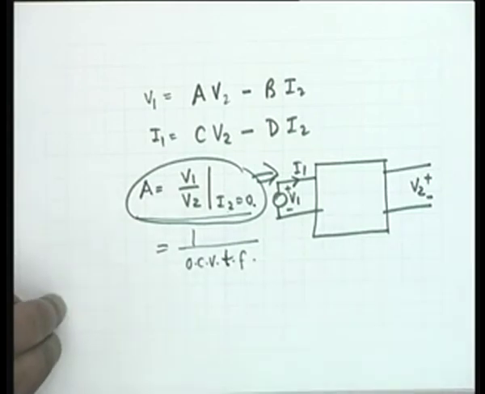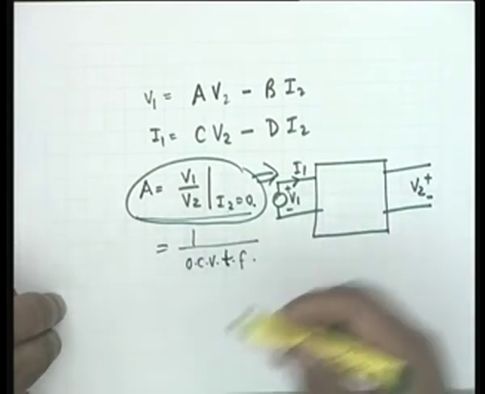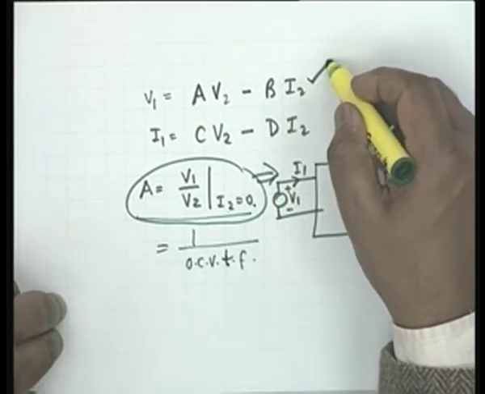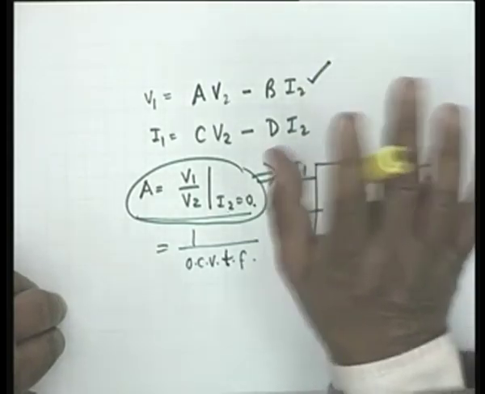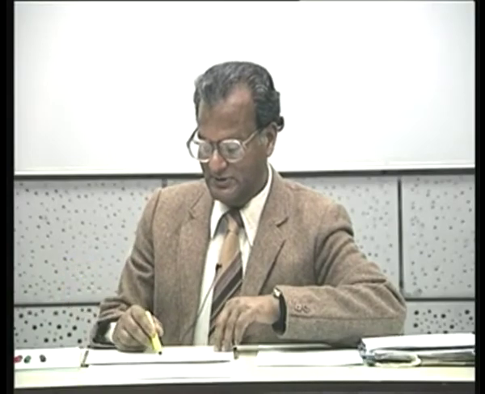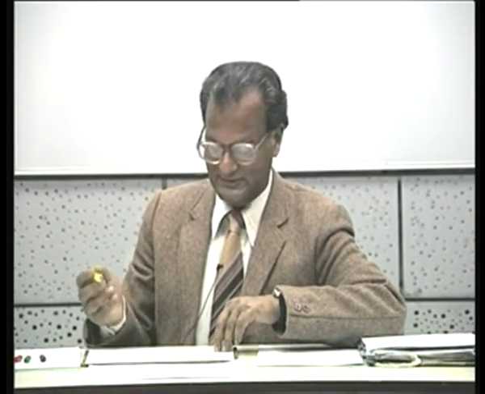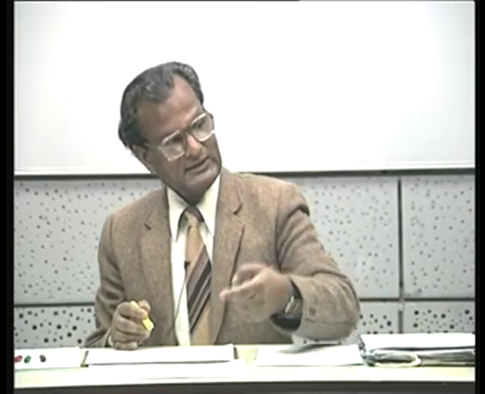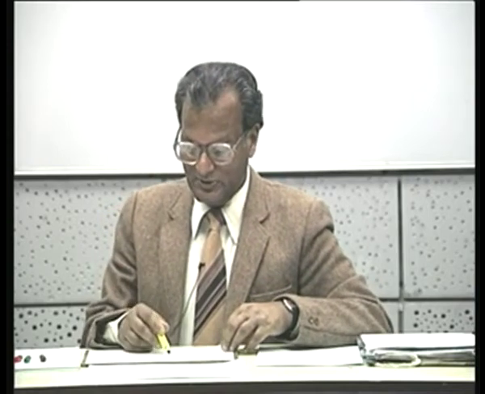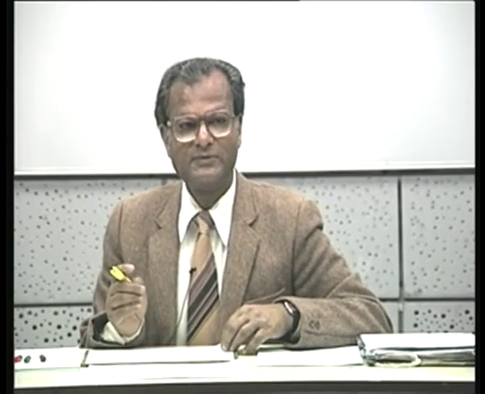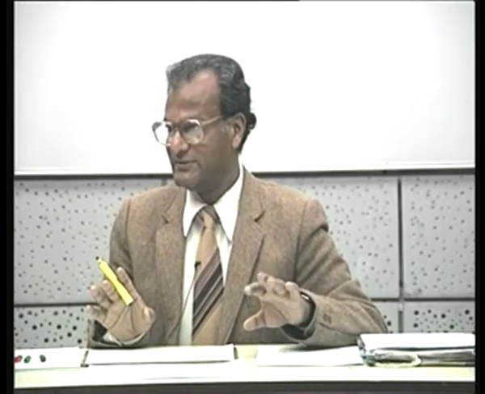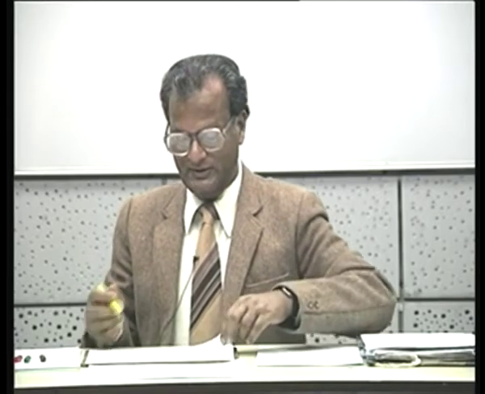These are essential important points, and you cannot make a mistake, because if you go back to the roots, if you go back to the definition, you cannot make a mistake. I2 equal to 0 constrains me not to put a generator here. So the generator must be here, and this is why it is the reciprocal of an open circuit voltage transfer function. It is the reciprocal, not itself another voltage transfer function.